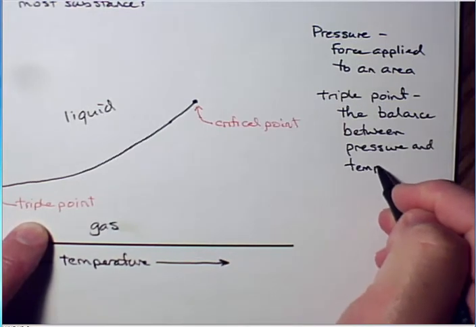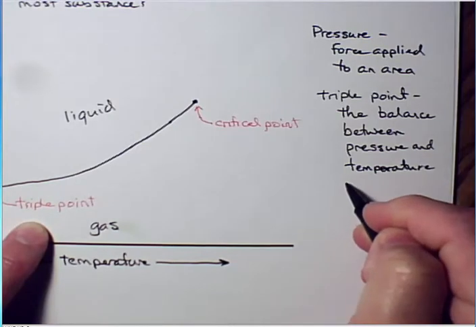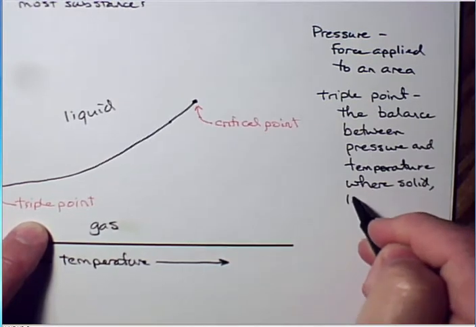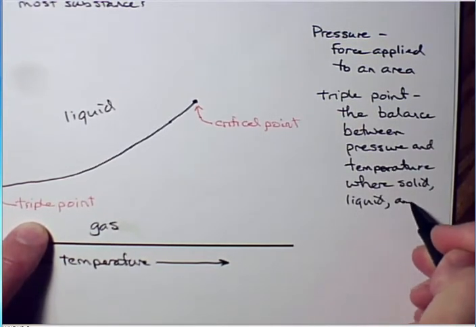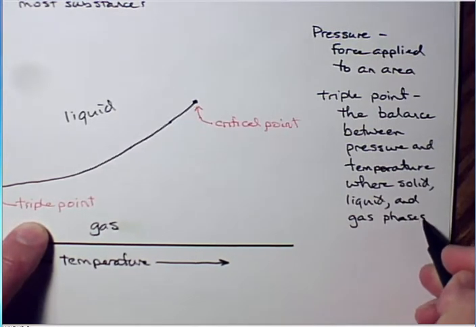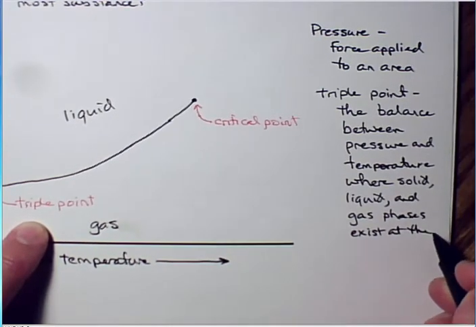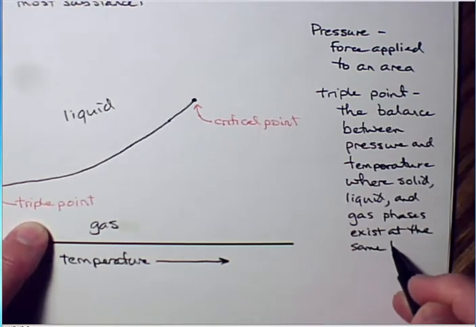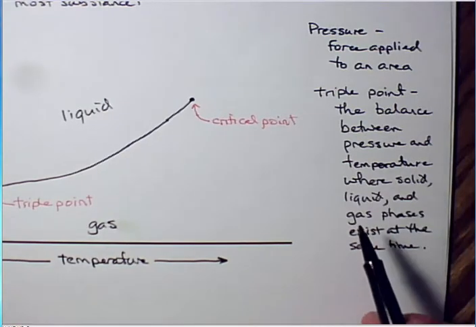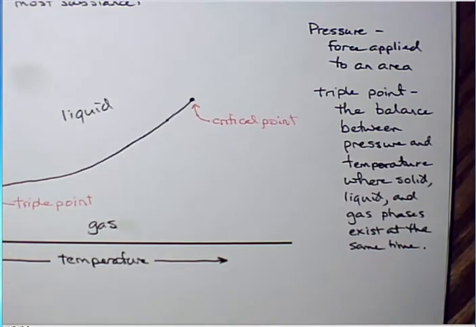Triple point: the balance between pressure and temperature where solid, liquid, and gas phases exist at the same time. Okay? The balance between pressure and temperature, where solid, liquid, and gas phases exist at the same time.